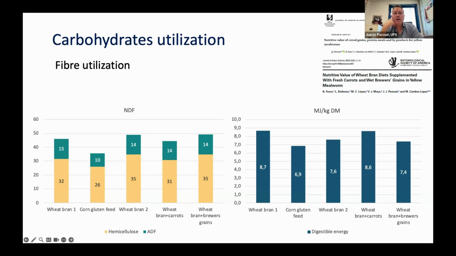In the case of fiber, the effect of fiber on the digestible energy content of the diet also depends on its nature. The figure on the left shows the NDF levels of various fibrous raw materials, which range from 36 to 49%. We can also see that the higher the hemicellulose content, the most soluble fraction of the NDF, represented in the yellow bars, the higher the digestible energy content of the raw material in question, as you can see in the figure on the right. So fiber nature is very, very important.